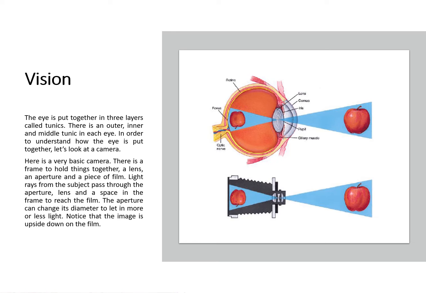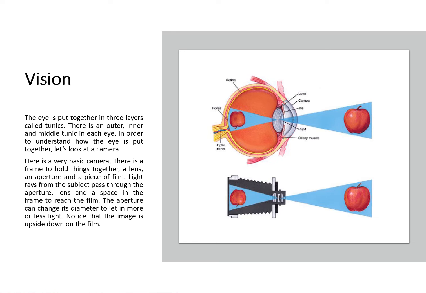Let's now take a closer look at vision. The eye is put together in 3 layers called tunics. There is an outer, inner, and middle tunic in each eye. In order to understand how the eye is put together, let's take a look at a camera. Here is a very basic camera illustrated in the picture here to the right. There is a frame to hold things together, a lens, an aperture, and a piece of film.